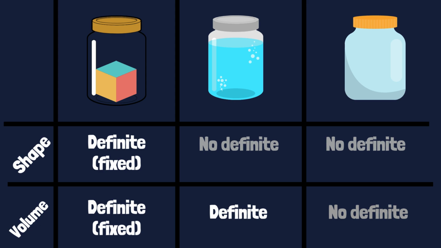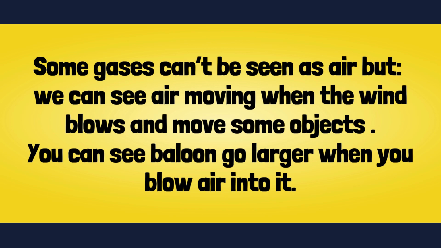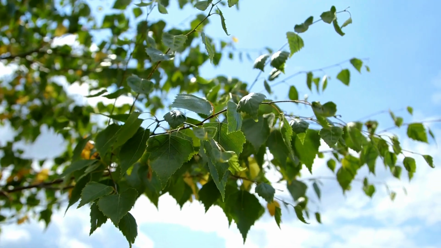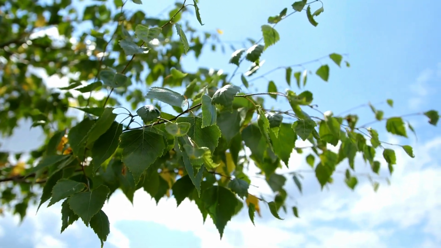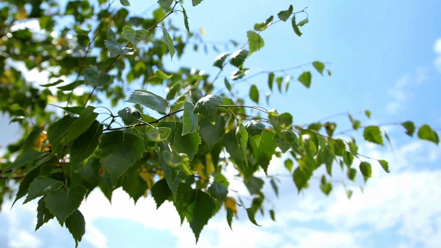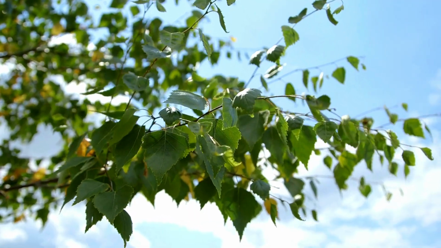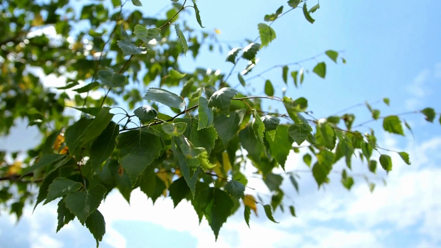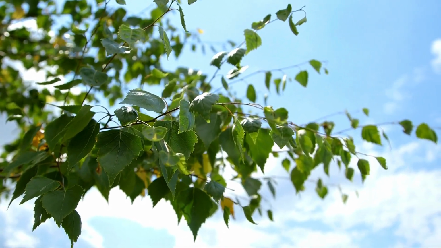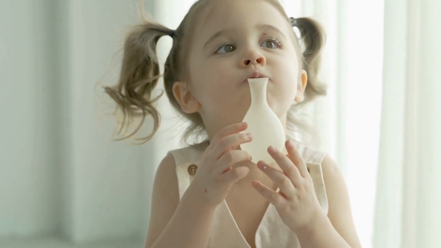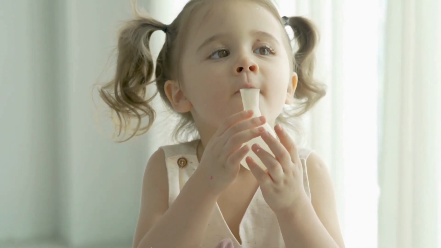We know about gases that some gases can't be seen, such as the air. We can't see the air. Okay, it is transparent, so we can't see the air. But we can see air moving objects. We see the effect of the air, as the wind blows and moves some objects, like the leaves of the tree.